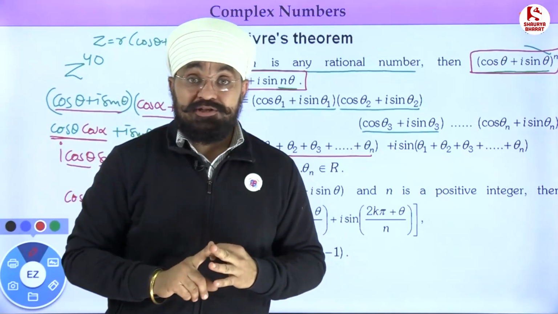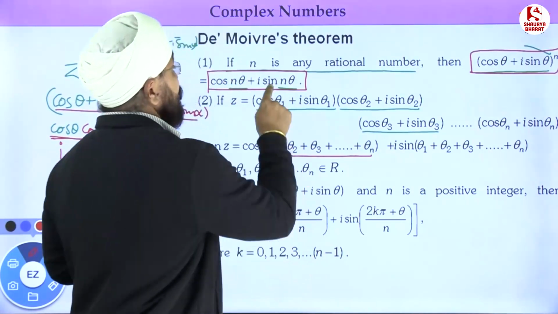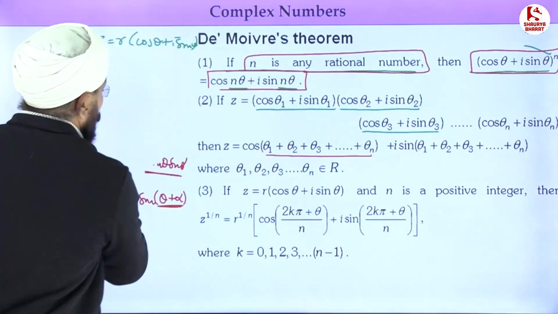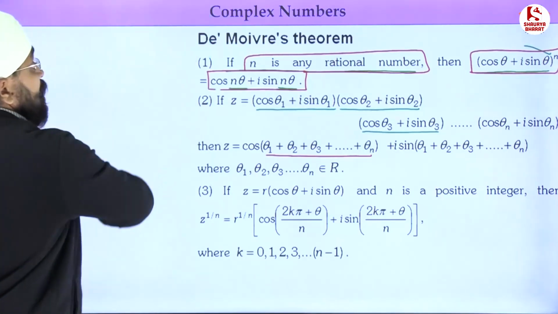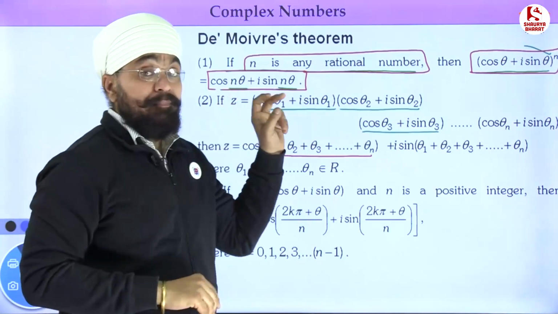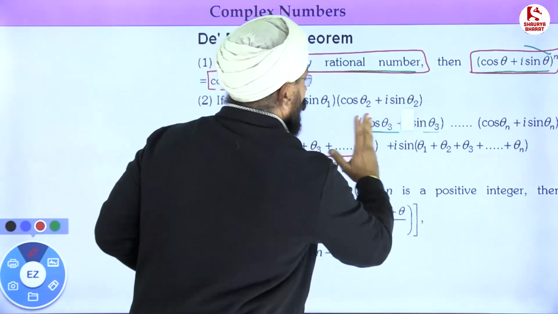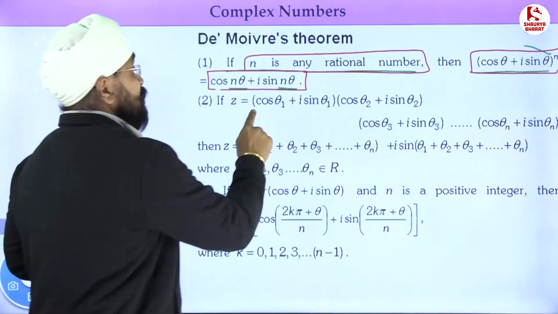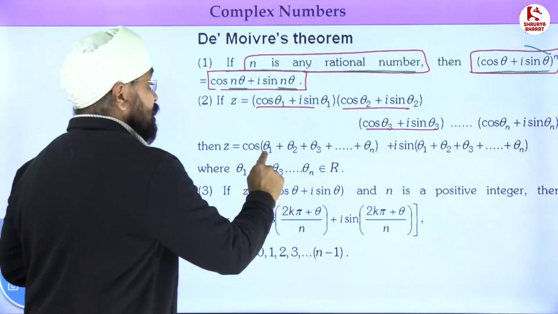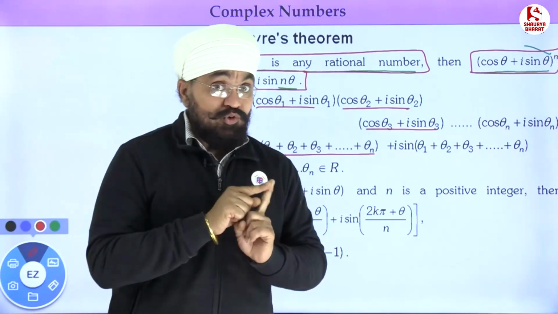This is not only for positive values, it is also for negative values, and also for fractions. That is why it is written that n is any rational number. So what we have to keep in mind is that whenever we take a simple power of a complex number, the argument will be multiplied by the power. And in the same way, when we have a product of 1, 2, 3 or n complex numbers, we are going to have the argument as the sum of all the arguments of those complex numbers.